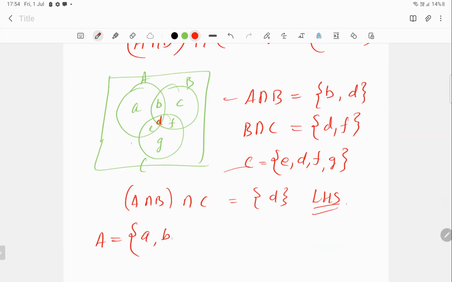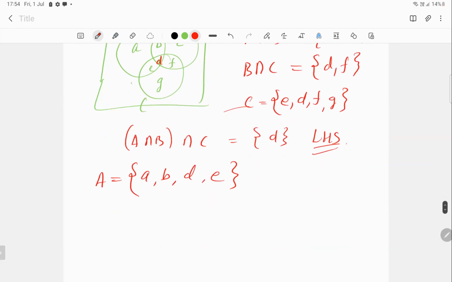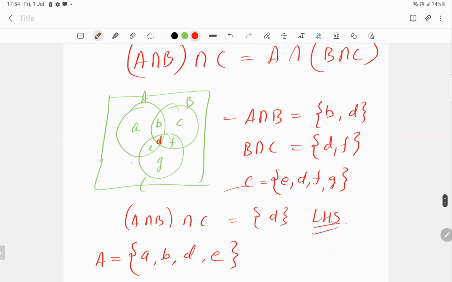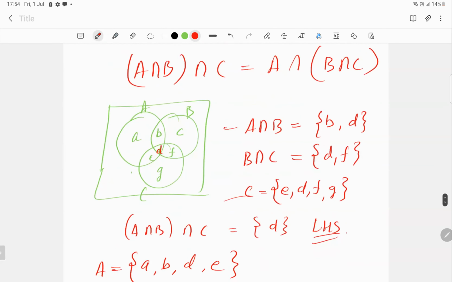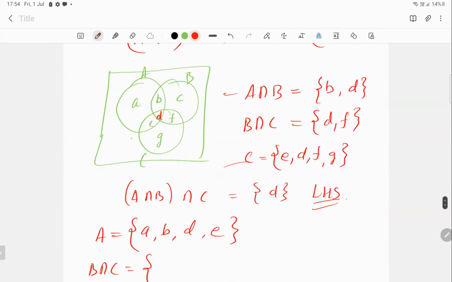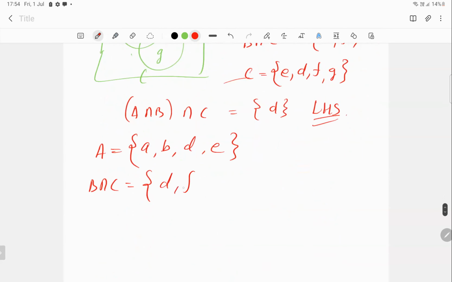A, B, D, E. Fine. Now, what are the elements of? We have to take intersection with B, C. You tell me, what are the elements? B and C, which are there? B and C. D, F, right? We have already written it as D.